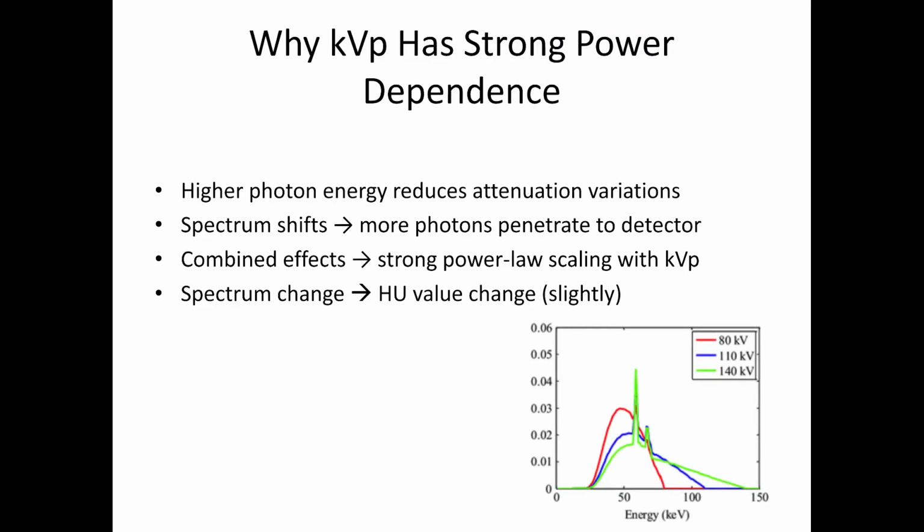Why does kVp have a strong effect? kVp affects noise more powerfully because higher energy photons are less likely to be absorbed inside the patient. More photons reach the detector, less noise. kVp also slightly changes the measured HU values because the X-ray spectrum shifts. Different tissues interact with different energies in different ways. So as the beam energy changes, the HU numbers can shift a little. This is normal and expected.